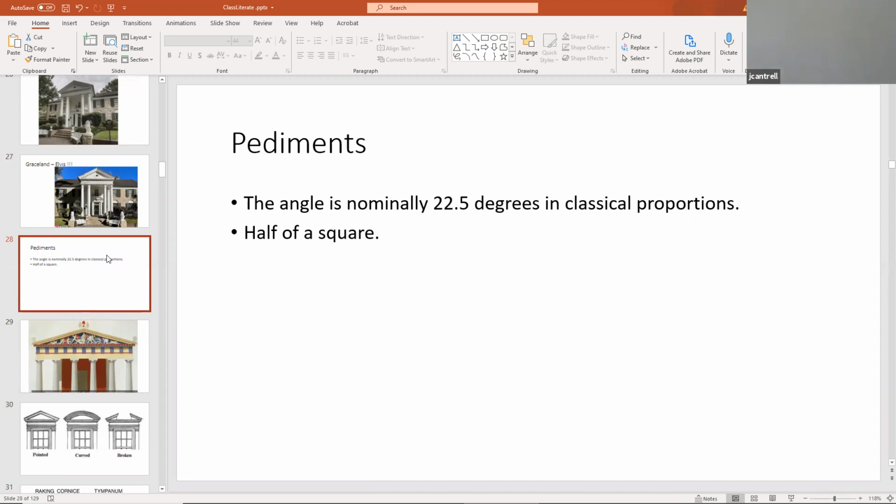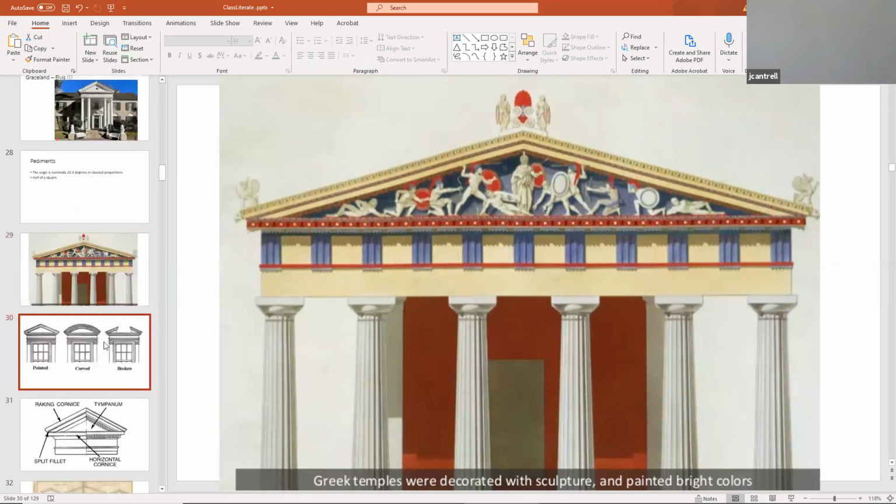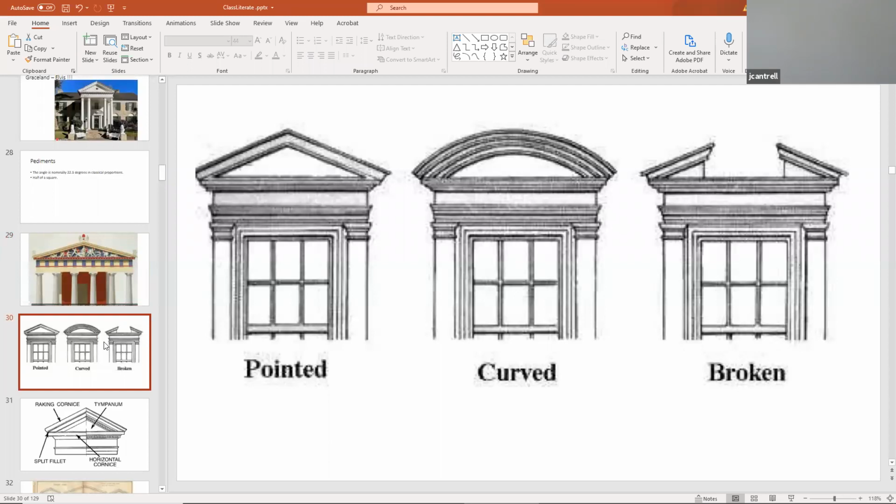Okay, so when we talk about pediments, it's really the cap of the colonnade. I mentioned this before, we can clearly see the angle is honored in the face of one of these ancient Greek temples. I think this might be the Parthenon in ancient Greece. Pediments, of course, are also decorative elements around the window frames: pointed, curved, and broken.